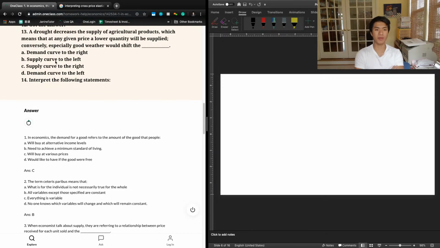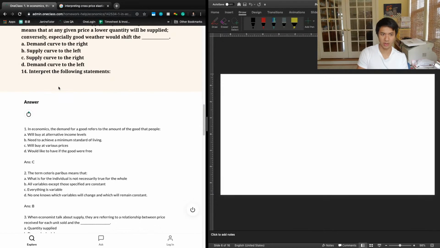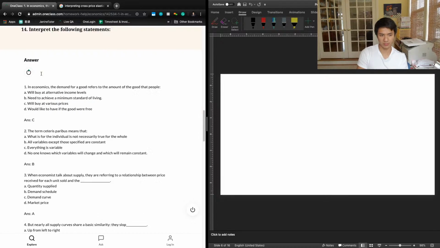If we're saying that weather has a direct impact on agricultural products and poor weather leads to a decrease in quantity, then it would stand to reason that good weather would lead to an increase in quantity at every given price. An increase in quantity supplied at every given price is known as a supply curve shift to the right. Again, we're not really expecting any changes to demand because this is simply on the production side, not on the consumption side. And so C is going to be the right answer here. Especially good weather would shift the supply curve to the right.